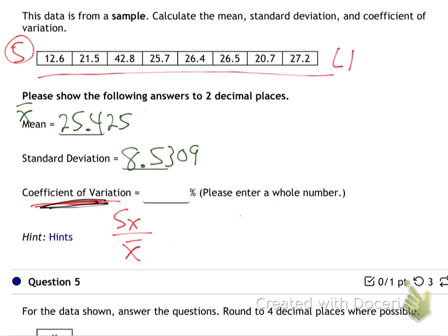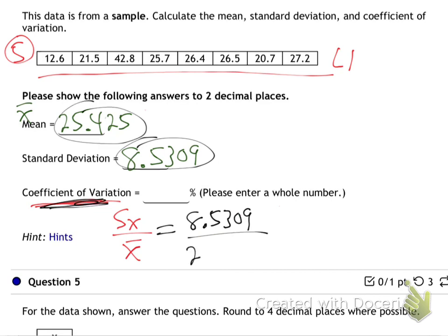So S sub x, for coefficient of variation, S sub x is this number, right? 8.5309 over x bar, which is that number, 25.425. And then hit the buttons on your calculator.